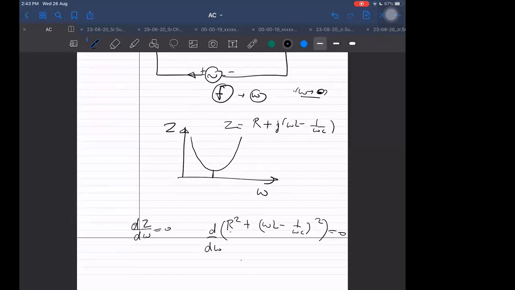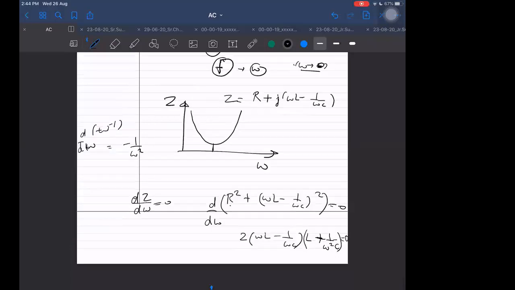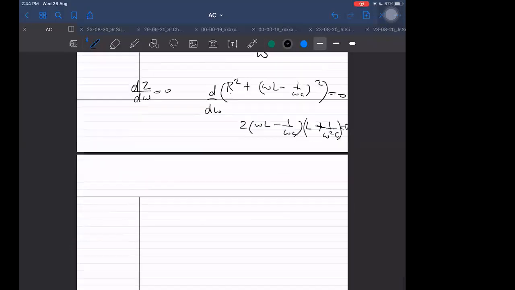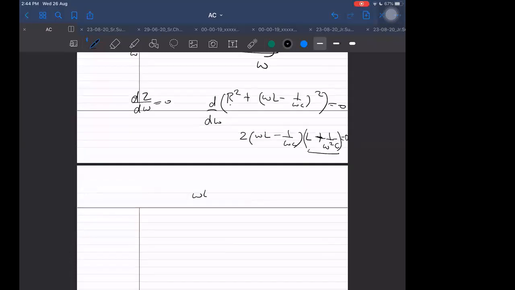Next, I have to differentiate the next term. I will be getting 2 into (omega L minus 1 by omega C) into the derivative of omega L, which will be L, and the derivative of 1 by omega C. The derivative of omega raised to power minus 1 will be minus 1 by omega square, so we get plus 1 by omega square C, equal to 0. From this we can notice that the second term is positive, and only the first term can be 0. So omega L minus 1 by omega C is equal to 0, so omega is equal to 1 by root of LC.